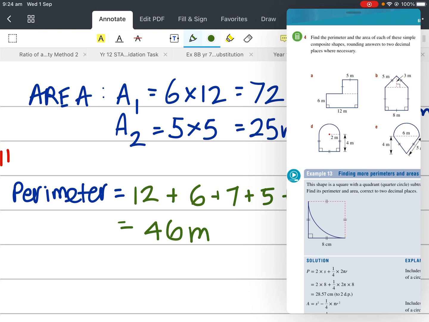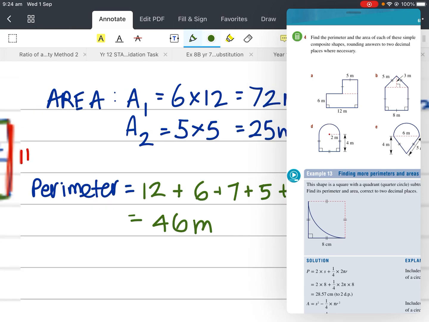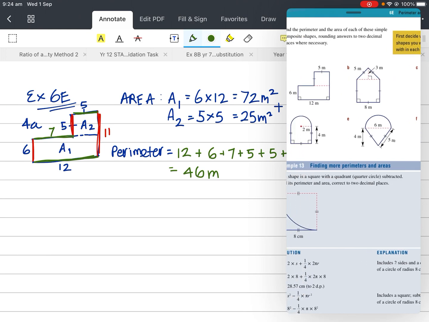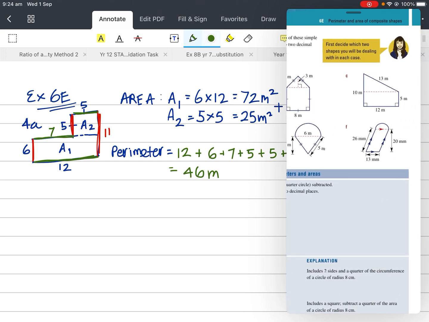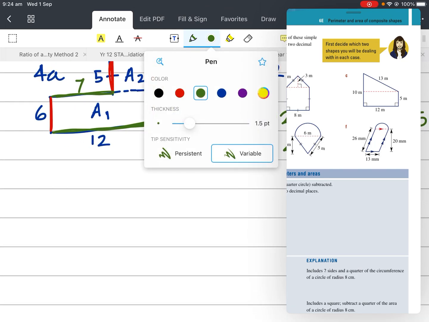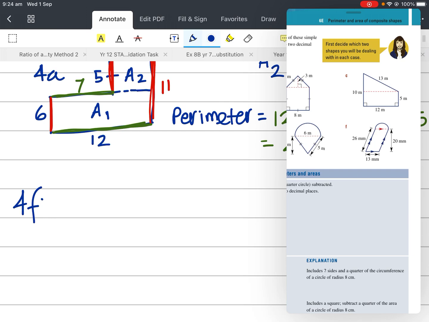Alright, so the next one I asked you to do, I think, was D and then F. So let's have a look at D. Alright, I might leave D for you to have a go. I might do F. So let's have a go at 4F. So 4F looks something a little bit like this.